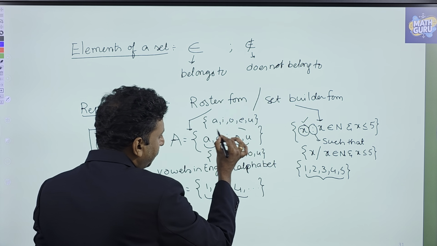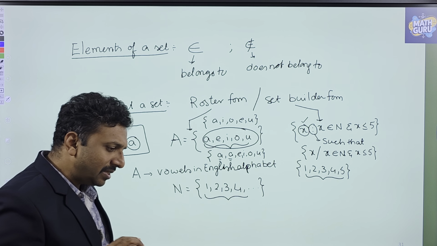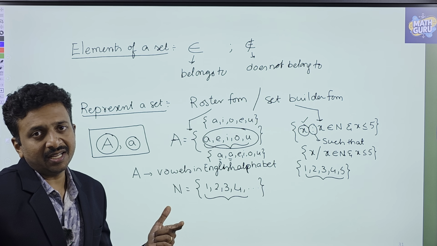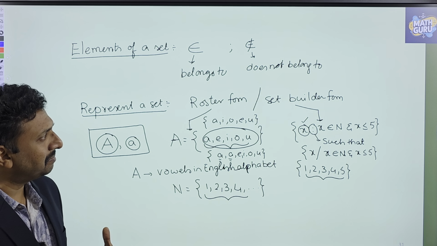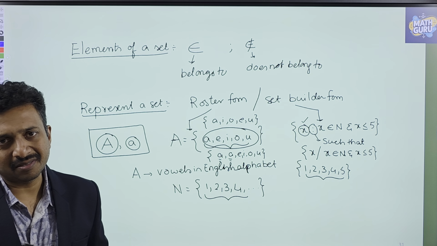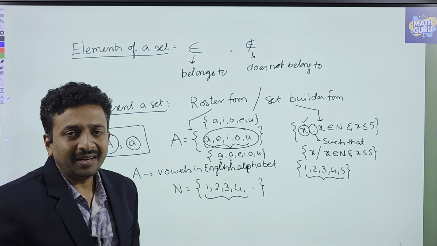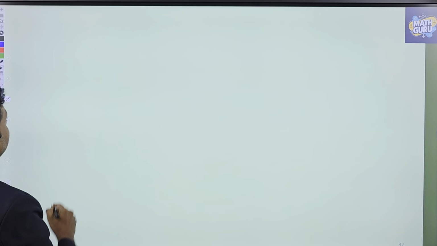So in the roster form, we write the elements only once. So there are two things in roster form that you need to remember. One is order is not important, and second is no repetition is allowed. Okay, so now let us look at some very simple examples of sets written in roster form and the corresponding set builder form. Okay, so for example, let us take examples.